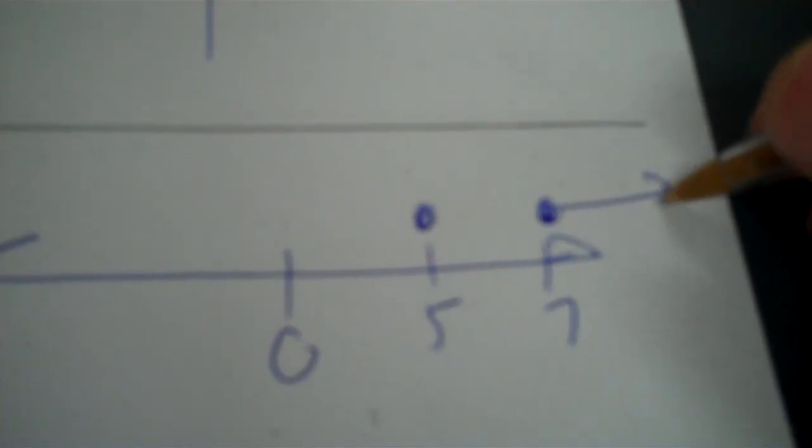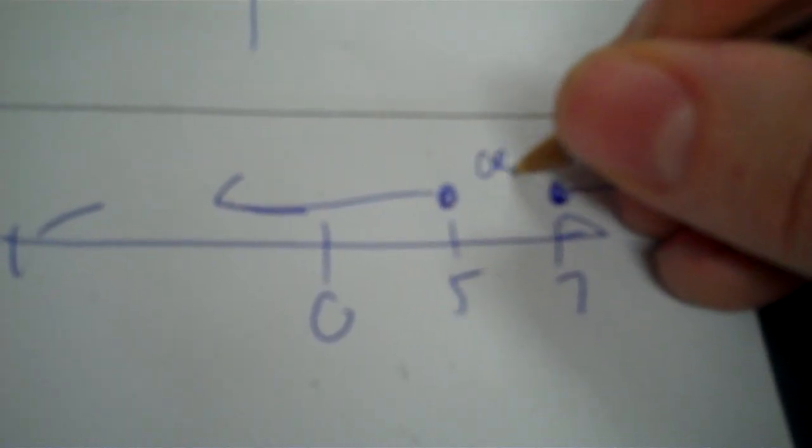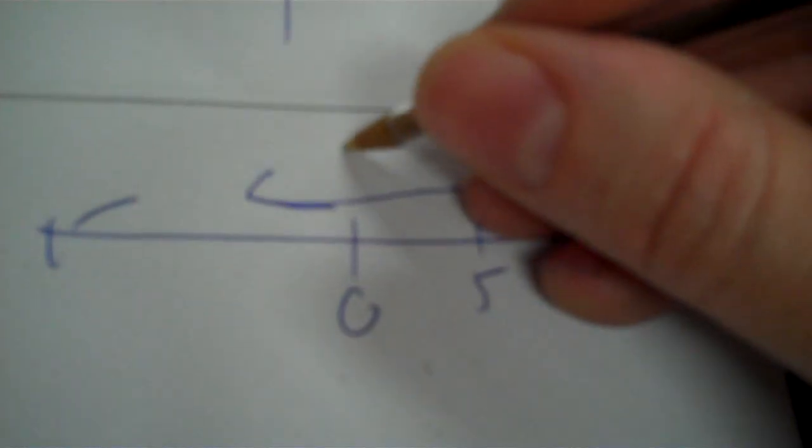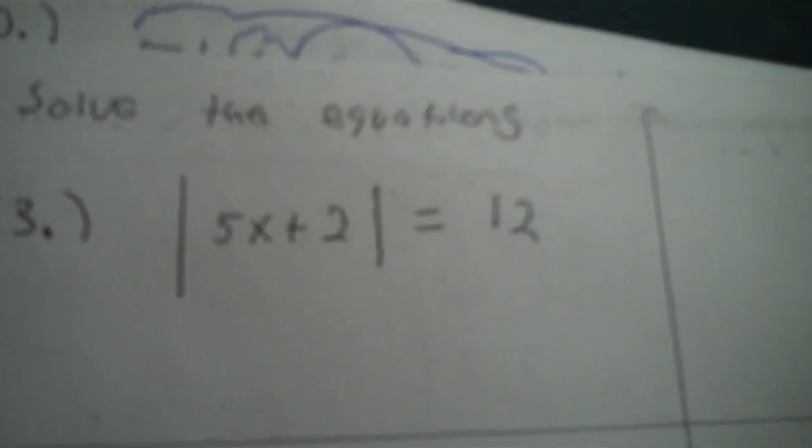So 5 and 7. Circle, fill it, circle, fill it. So with 7, it eats the x, so that's this way. With 5, it eats the numbers, so that's this way. So that's an or. Then you just put them as separate inequalities. So x can be this way or this way. Okay, number 13. We have the absolute value of 5x plus 2 equals 12.